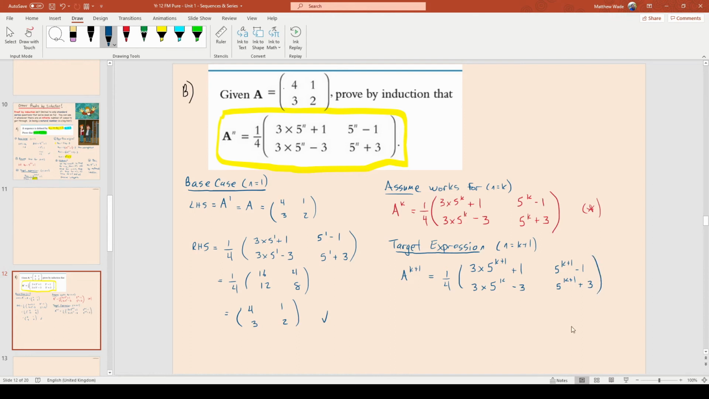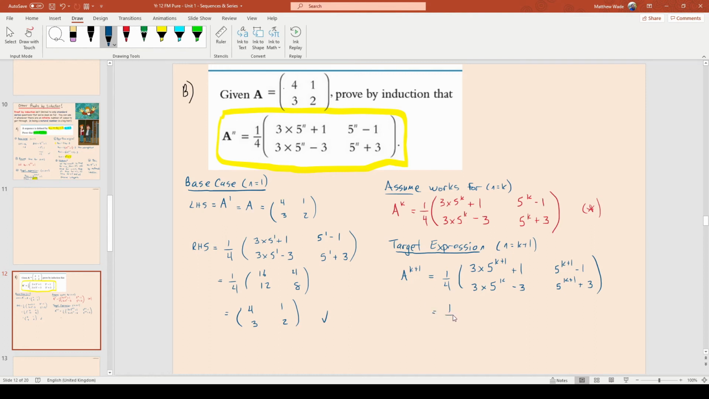Now, to be honest, my brain is reeling at the moment because I'm trying to think, do I actually want to split this up and get it in terms of k? I don't know yet. So should I rewrite this as 3 times 5 to the 1 times 5 to the k? Would I like to do that? It would be better, to be honest. I think that might be simpler. I wasn't going to, but now I'm going to. Okay, here we go.